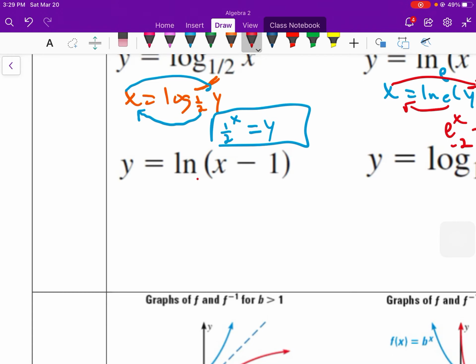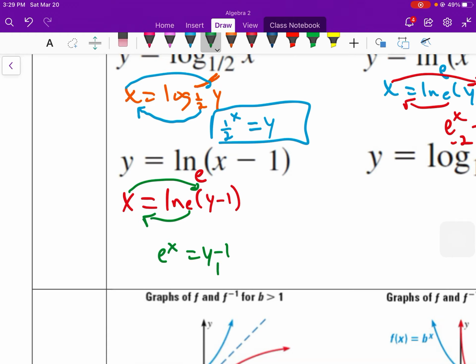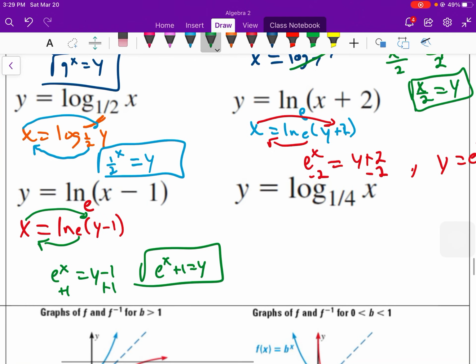Again, okay, look. Natural log. You see natural log, you put e down there. Then you switch x and y to find the inverses. Natural log of y minus 1. Let's go through it. Boom, e to the x equals y minus 1. We want y by itself, so we want to add 1 to both sides. e to the x plus 1 equals y.